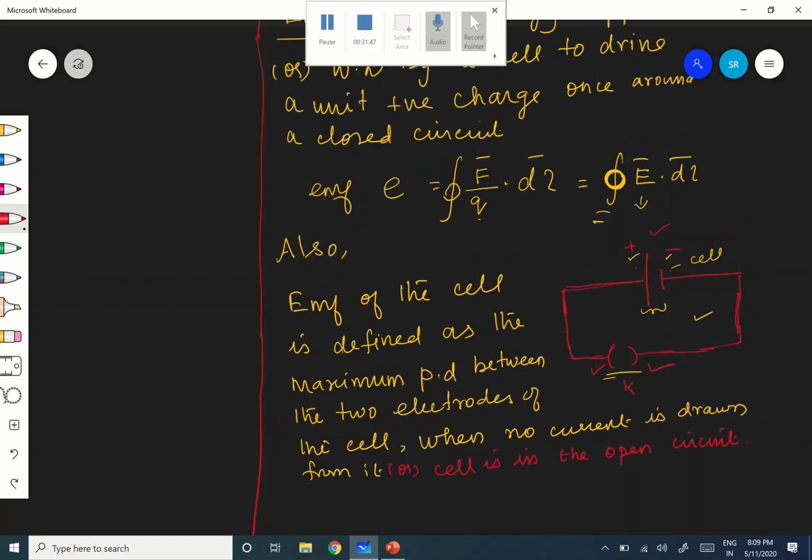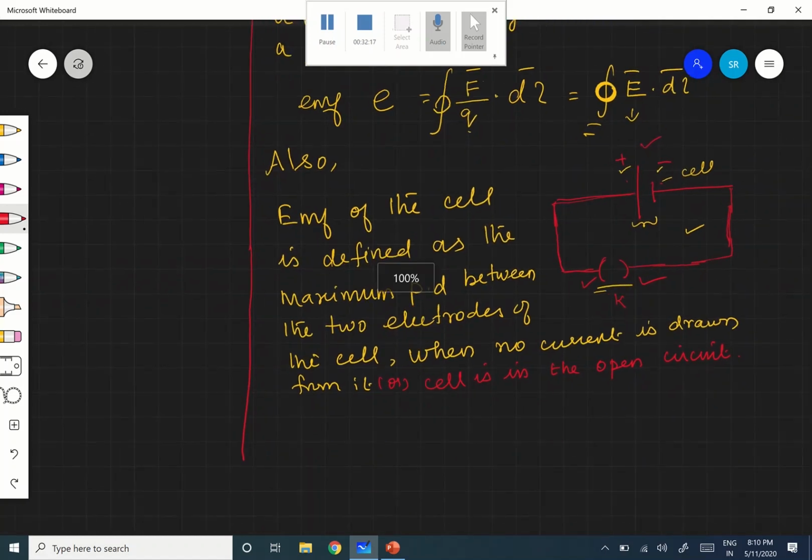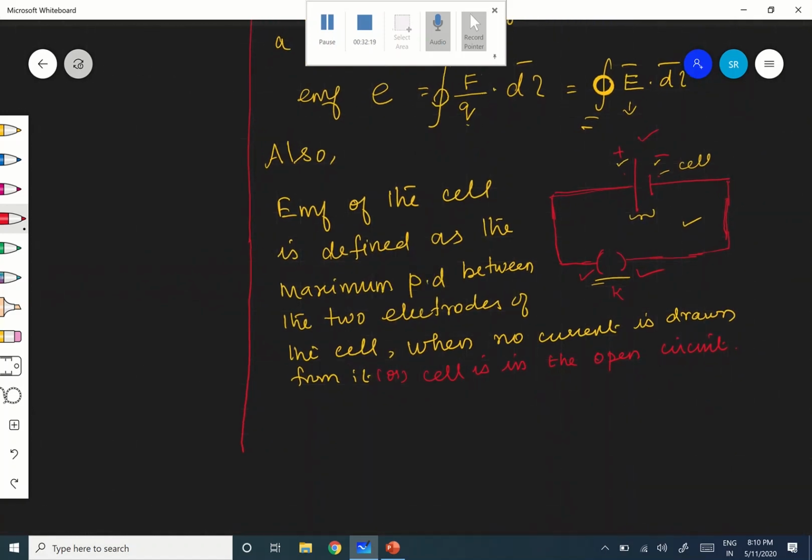Therefore, now we have seen two definitions for the EMF of the cell. Number one, EMF of the cell is the energy supplied or work done by the cell to push a unit positive charge once around a closed circuit. Number two, EMF of the cell is defined as the maximum potential difference between the electrodes of the cell when no current is drawn from it. Is it clear? Therefore, you can define EMF in two ways, right?